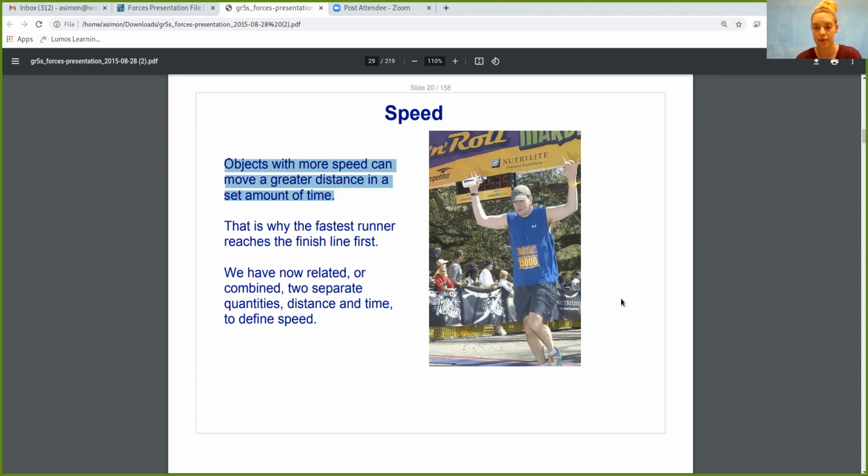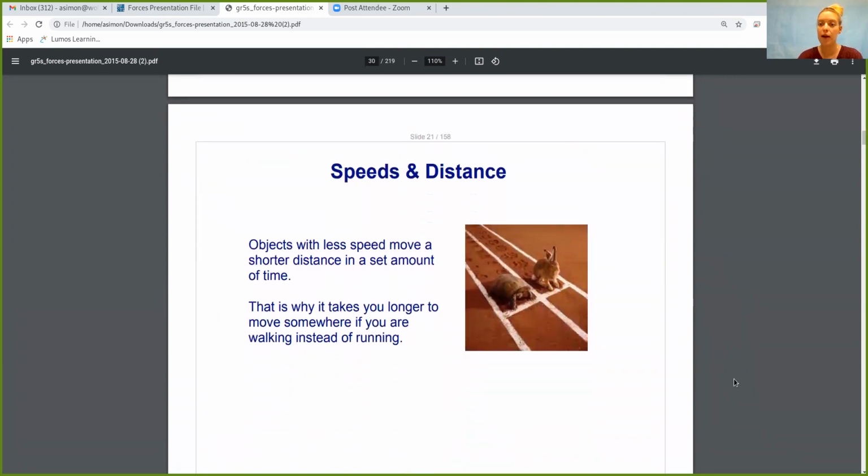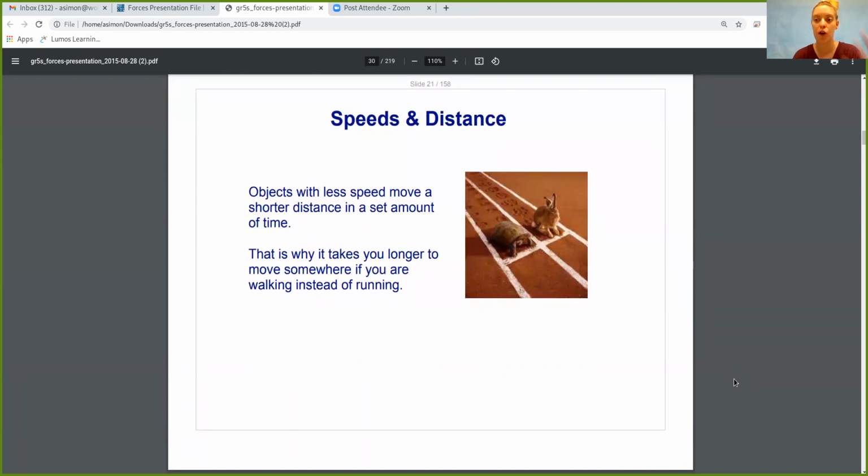All right, moving on. If your speed is greater, then you're going a farther distance. The reverse is true. If you have less speed, you're going to be moving a shorter distance. So go ahead and put that down in your notes: objects with less speed move a shorter distance in a set amount of time. And that's why it takes longer to move somewhere if you're walking than if you're running. If you're running, you're going to get there a lot faster than if you were walking.